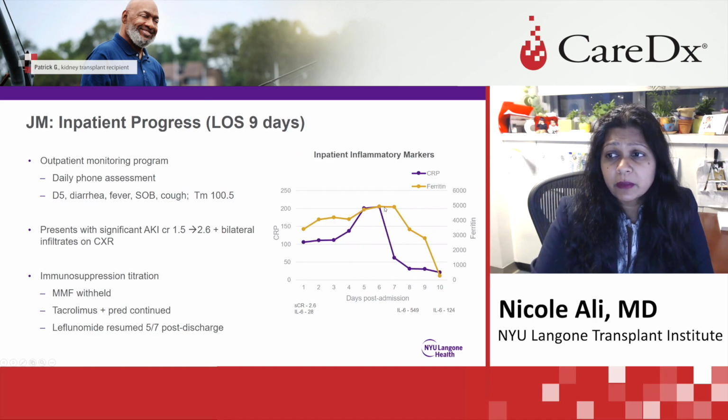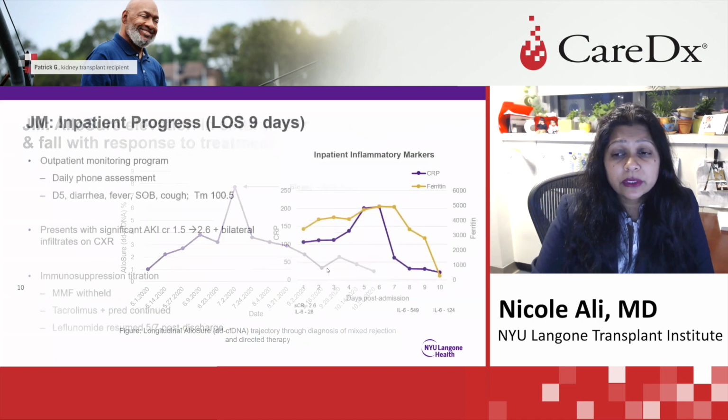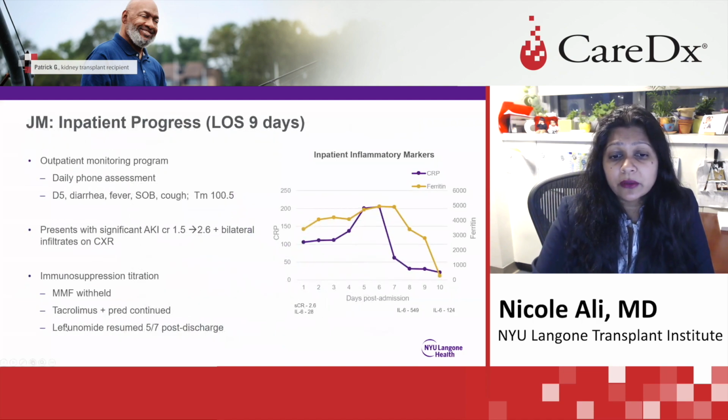They peaked, her CRP peaked up in the 200s, as did her ferritin, and then after treatment started to come down. Her interleukin-6 level was also quite high, close to 600, and once she did improve, she was discharged back on leflunomide with TAC and prednisone instead of CELSEP.